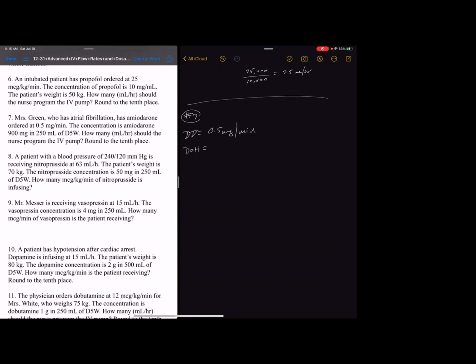The concentration of amiodarone is 900 milligrams in 250 mLs. I'm sorry, I'm writing with my right hand today. I can't write with my left hand, it hurts.